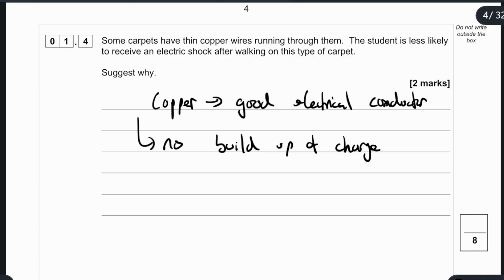If you have no build-up of charge, then you can't maintain a potential difference between the student and the carpet, or the student and the object, and so you get no electric shock.